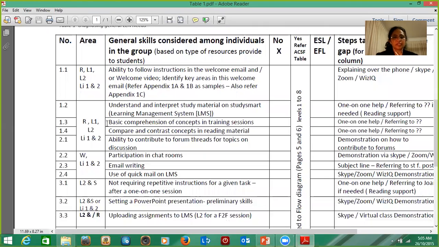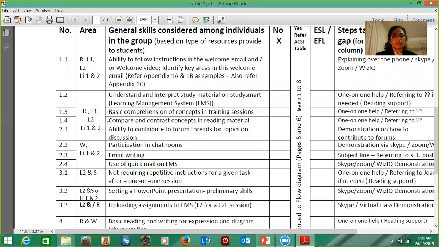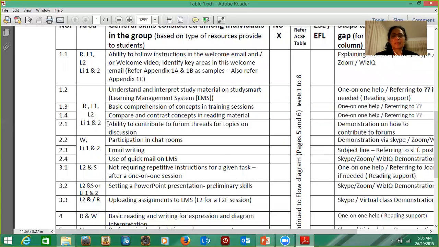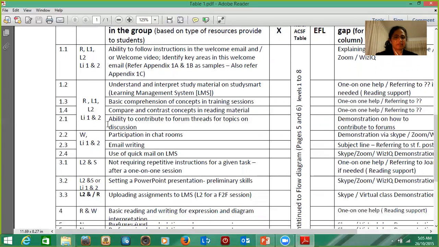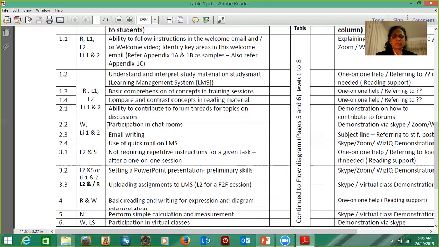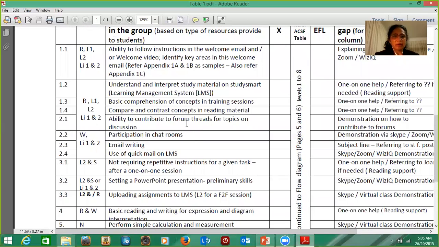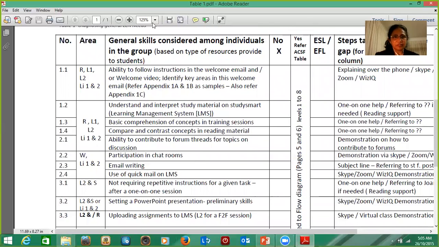Then to process further, the participation in chat rooms, then sending a quick email, that's another one. And then would the student require repetitive instructions for a given task even after giving a one-on-one session? So can a student set up a PowerPoint presentation, a general thing? This is a preliminary skill. So can the student upload assessments to the learning management system by following instructions? Do the students have the ability to express diagrams and do little calculations and to participate in virtual classes? So these are major areas. They're general again, the surface information.